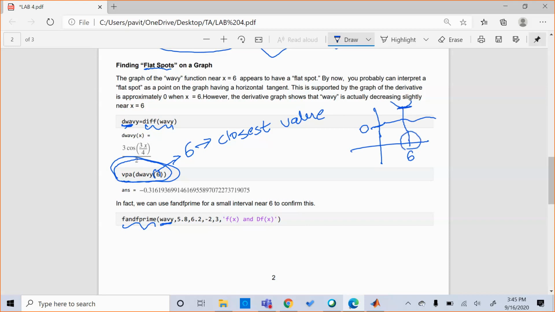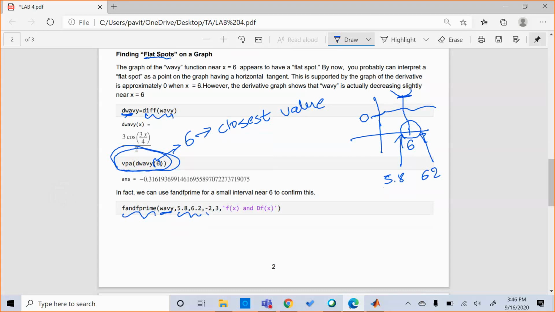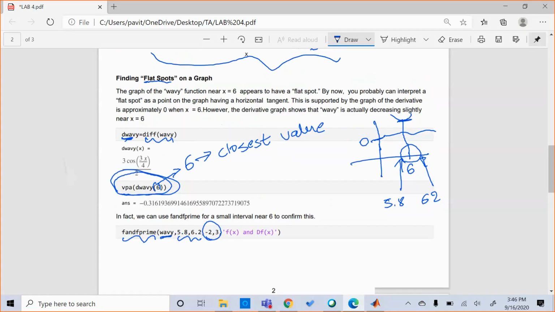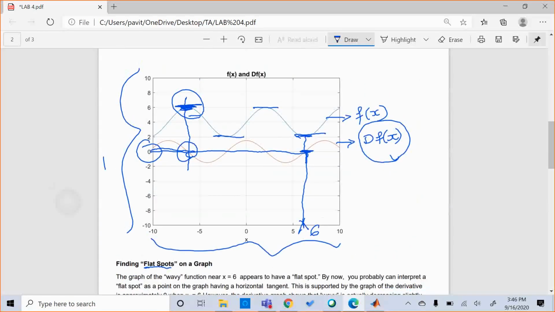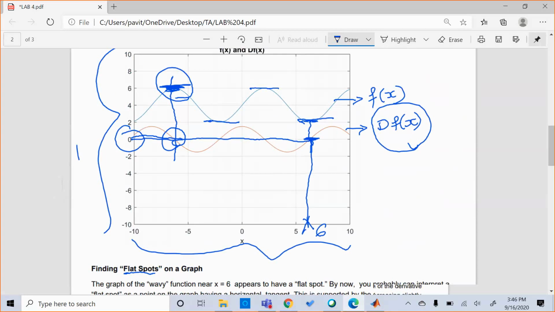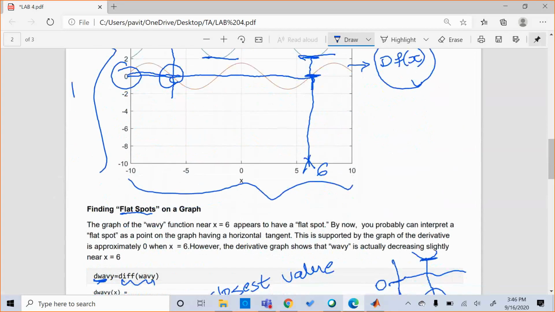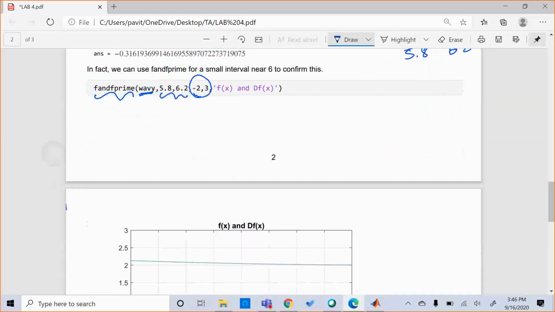So, I will take some points here. Say this might be 5.8. So after 6, it will be 6.2. Okay? Take this point and plot it. This is your y value, which you will find it here. Okay? Got it? And then this is your what? Title of your graph.